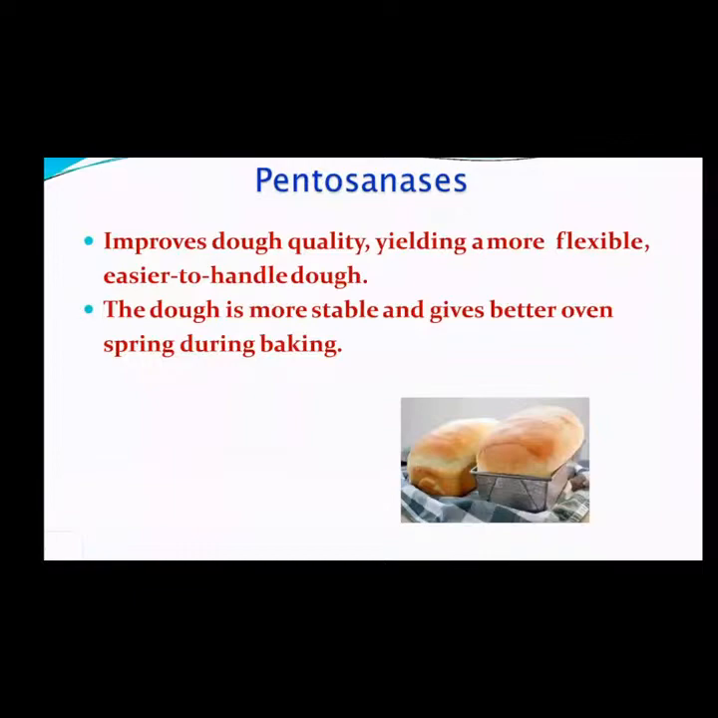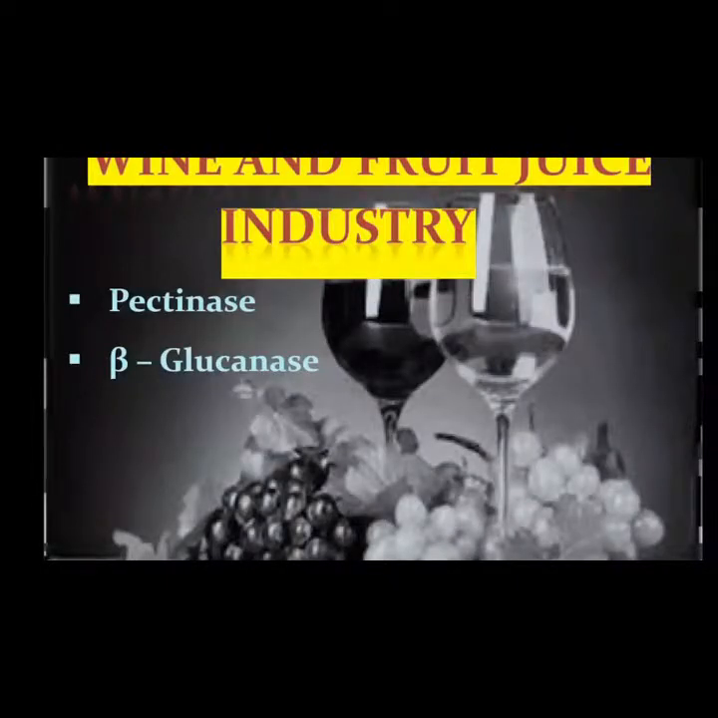Next one. Pentosanases, another beautiful enzyme, right? It also improves the dough quality, and moreover, it is easier to handle. After using this enzyme, it is very easy to handle the dough used in the bakery industries. And moreover, the dough is more stable after using this enzyme, that is the pentosanase enzyme, and it also gives a better oven spring during this process, right? And in the wine and fruit juice industry, these two enzymes are used: pectinase and beta glucanase enzymes.